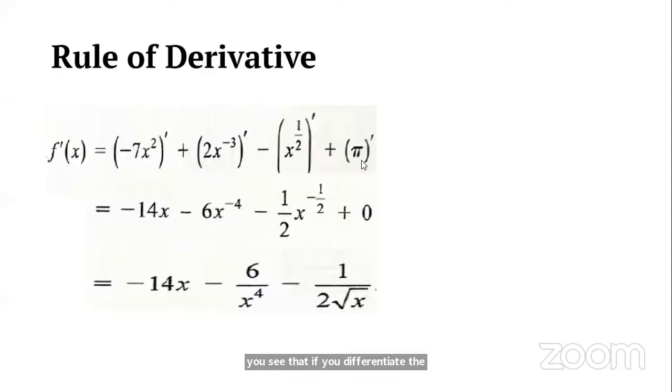So if you differentiate a constant, you get what? 0. And the remaining things are just subtraction and addition.